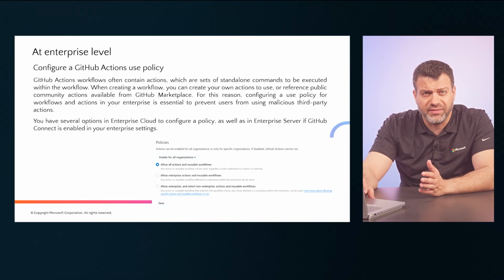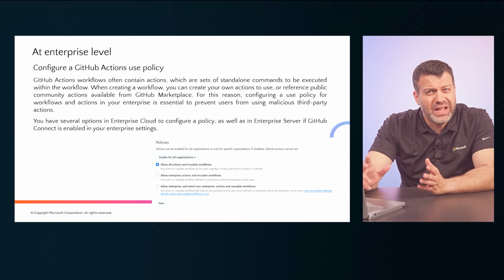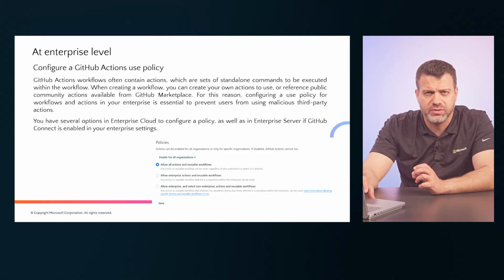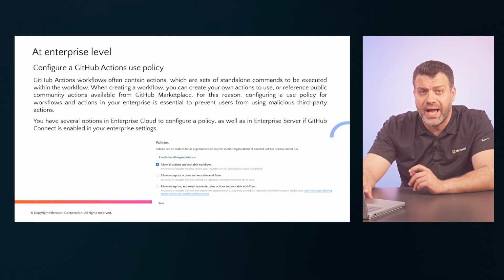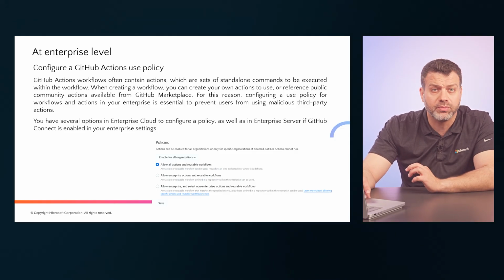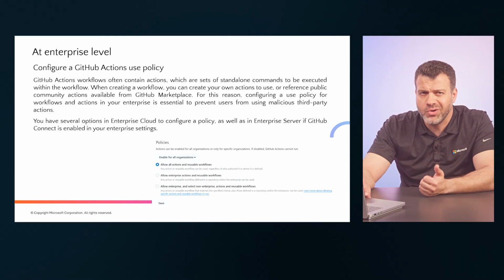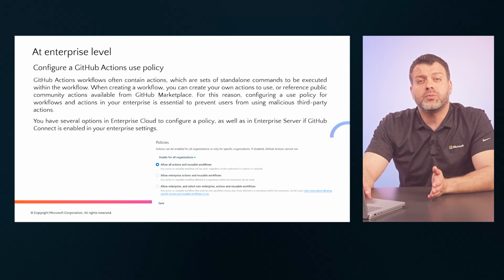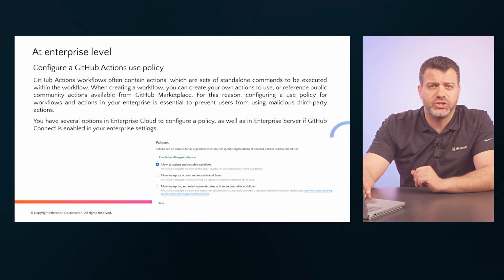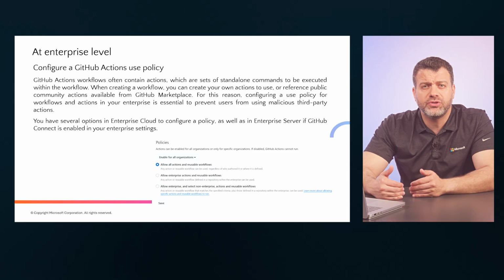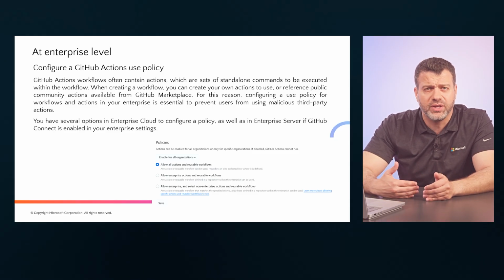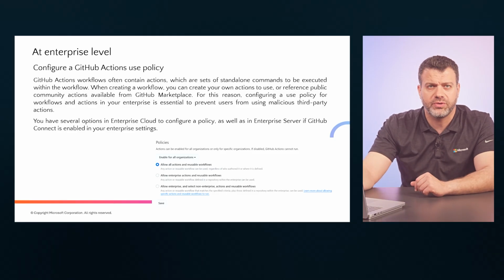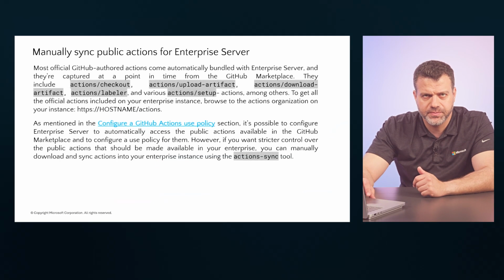So at the enterprise level, this is where things get real. We need to stop developers from running untrusted or risky actions. By default, anyone can pull actions from the marketplace, for example. But that means unknown code, potential security risks, and no governance. So at the enterprise level, you can allow all actions, restrict to enterprise-owned actions, or create an allow list of approved actions. What do you want to allow to run in your enterprise and in your organization?